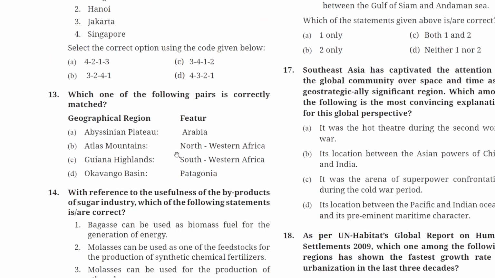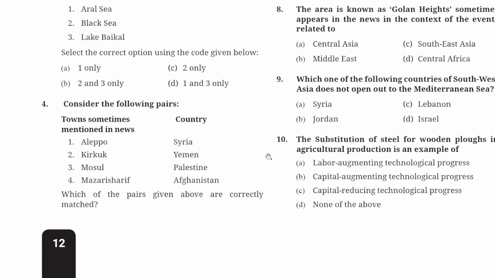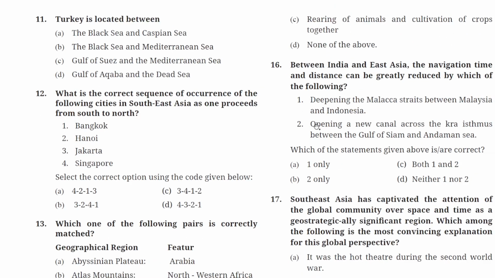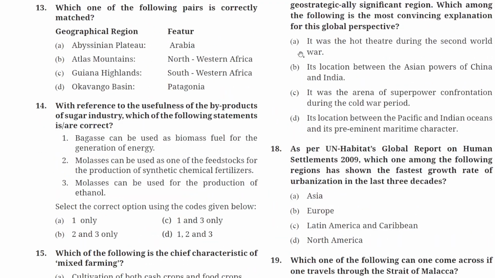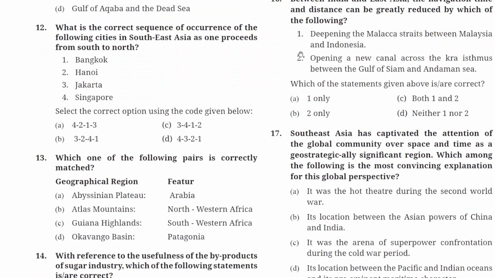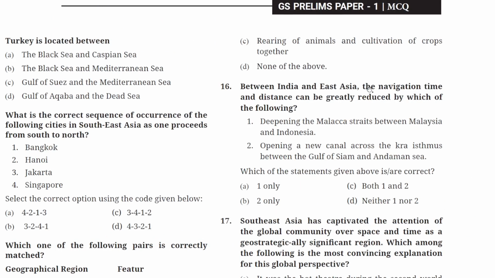Which of the following is the chief characteristic of mixed farming? Mixed farming you should know. Answer is C. The most important characteristic feature is rearing of animals and cultivation of crops together, which is called mixed farming. Question number 16.